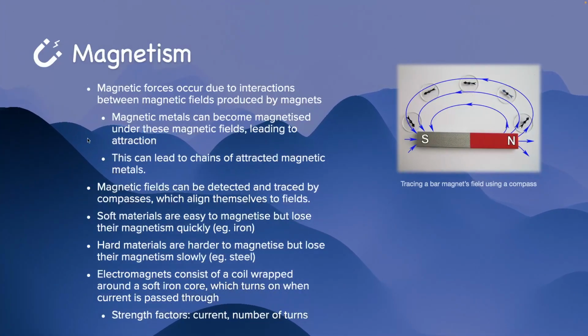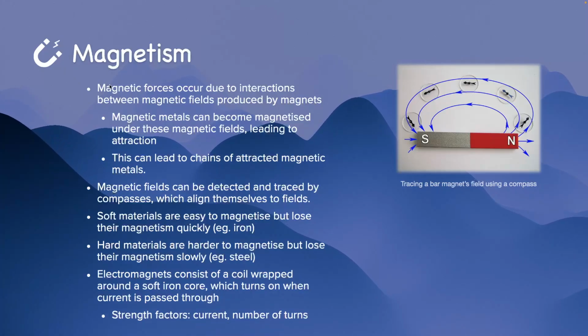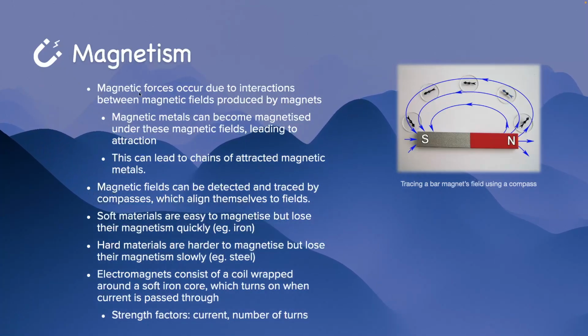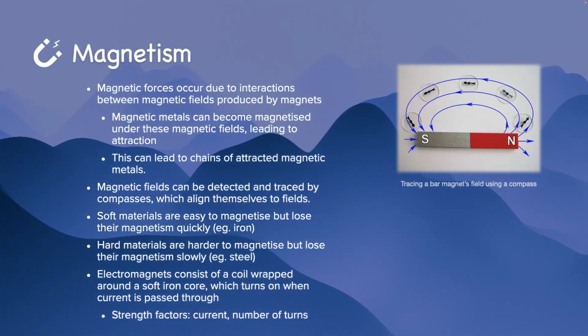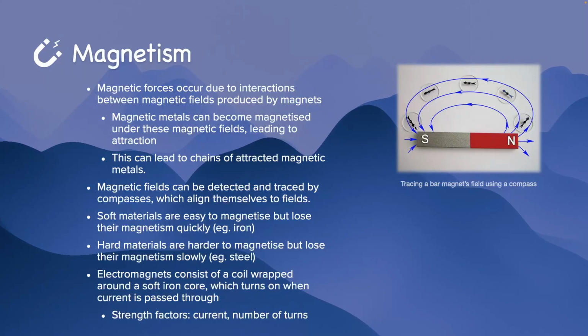Okay, next up we have magnetism. These are magnetic forces which occur due to interactions between magnetic fields produced by magnets. So you can see the image of bar magnets right here.